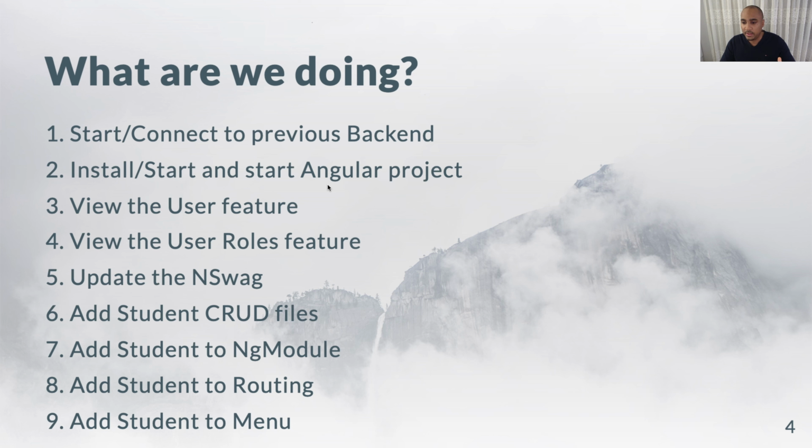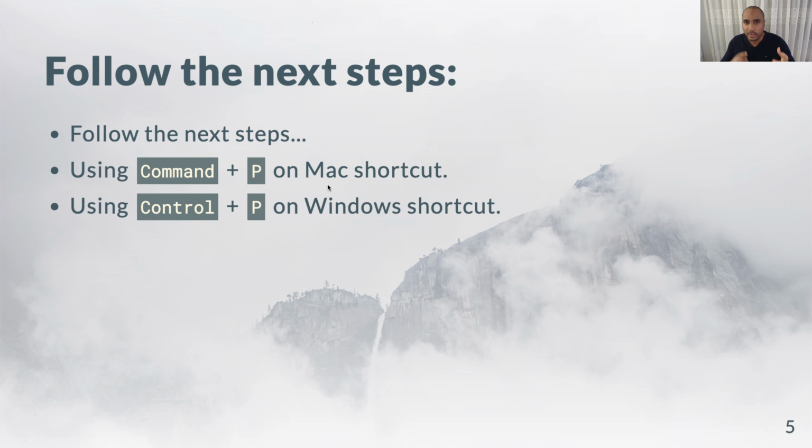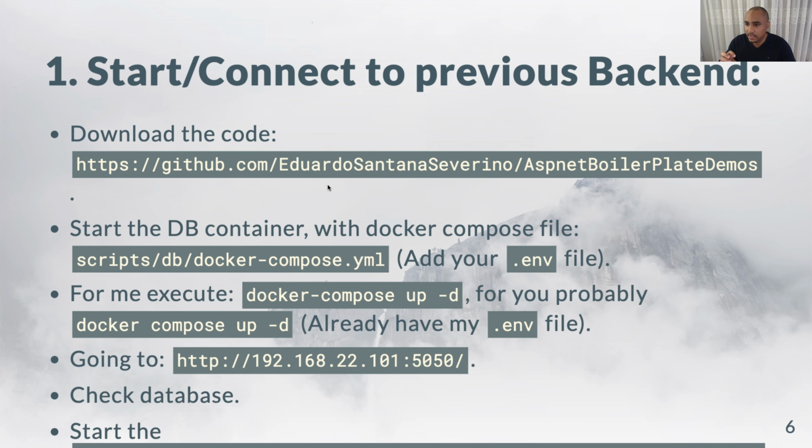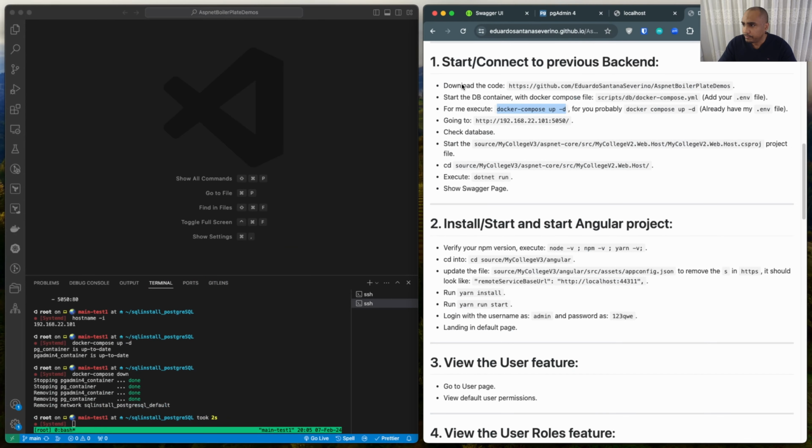And then we're going to add the student ng module. We're going to add the routing, adding student to the routing of the Angular application. And then also we're going to add the student to the menu. I'm going to be using Control P on my Mac, but you can use Control P on Windows. For me to get this a little bit more readable, I'm going to switch to a different view here.